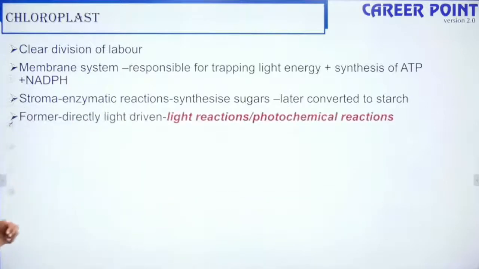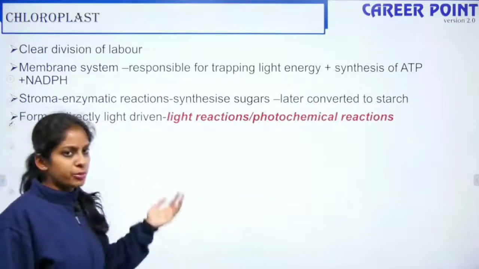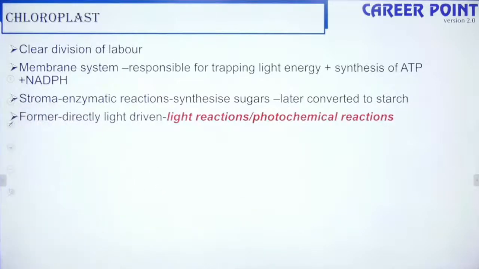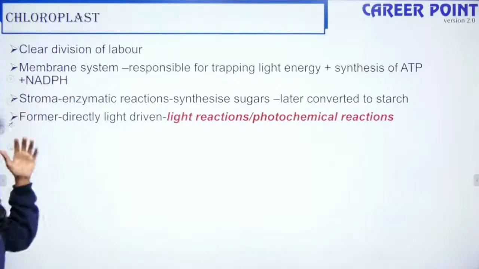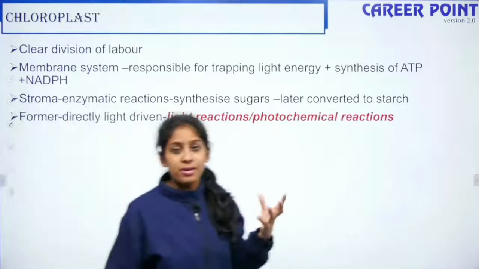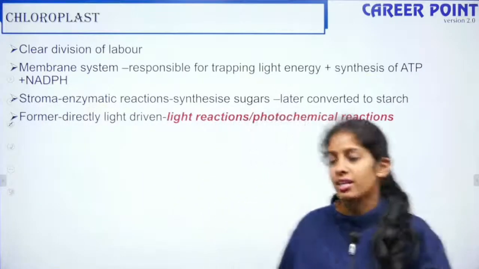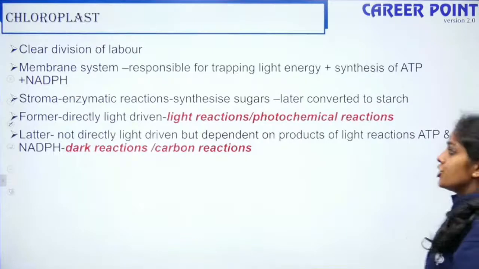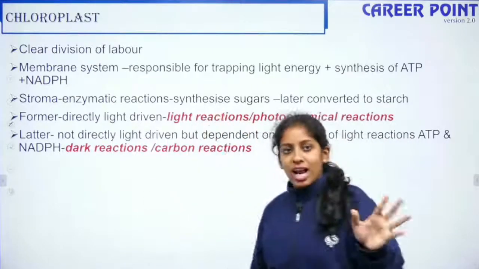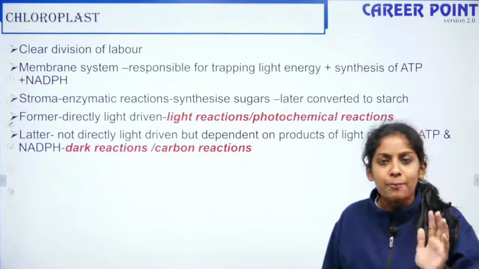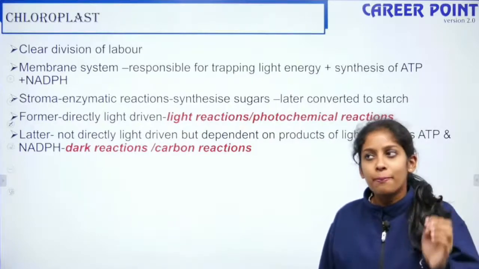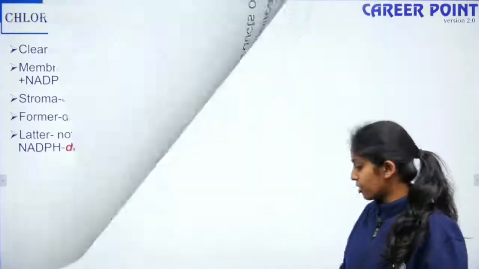Later the glucose that is produced is converted and stored as starch. The former is driven by light, that is the thylakoid membrane. The production of ATP and NADPH happens in the presence of light, so it is named the light reaction. The second reaction does not actually happen in the dark, but neither does it happen in light; it is dependent on the products of the light reaction. So there are two types of reaction, light reaction and dark reaction, as a part of photosynthesis.